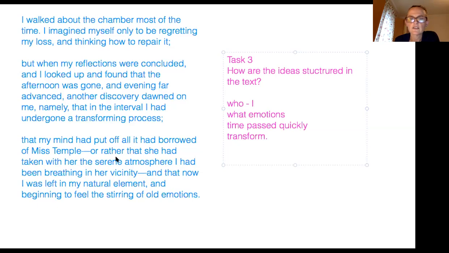And then at the end, in this third bit, we get the introduction of this other character, Miss Temple, and that somehow her disappearance has taken this serene atmosphere. Serene means kind of calm. And she's now starting to feel old emotions. So we get this first experience here of thought about regret and loss, and then a kind of reflection of the transformation. And then the third thing is the reason why. Now, my engagement with it might be slightly different to yours, meaning the way that I'm saying it. But if we say, well, how are the ideas structured in the text? And I'm expanding on these while I've just been talking to you.